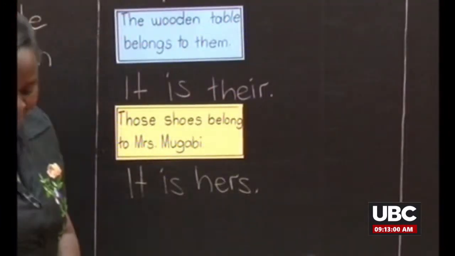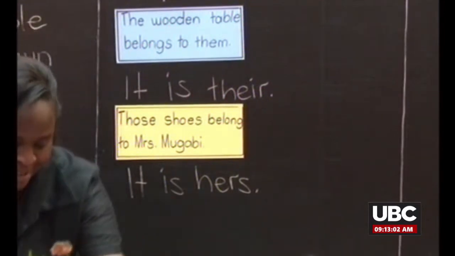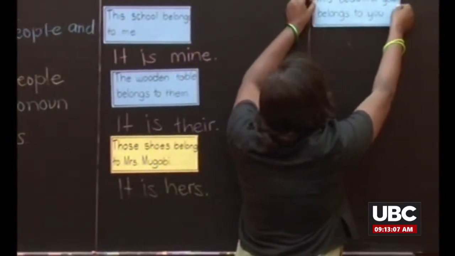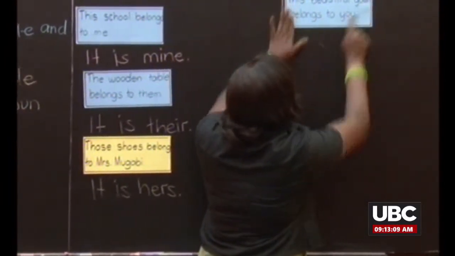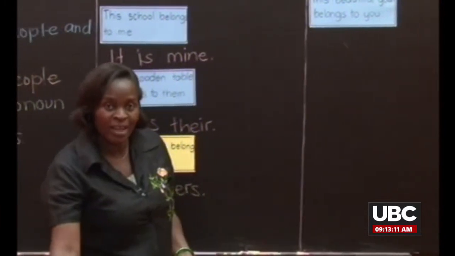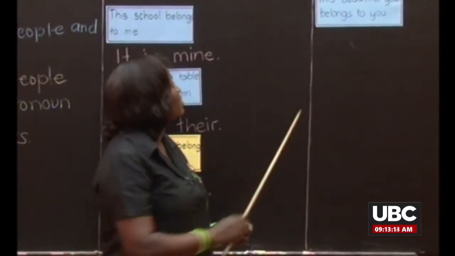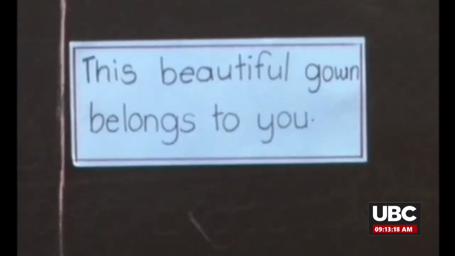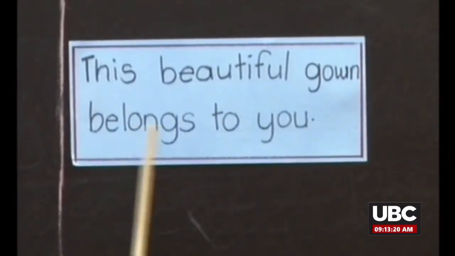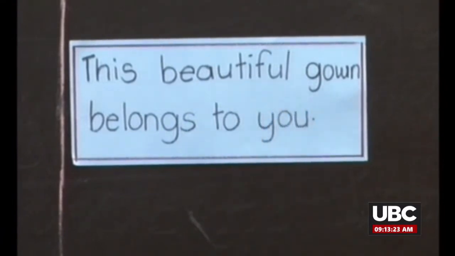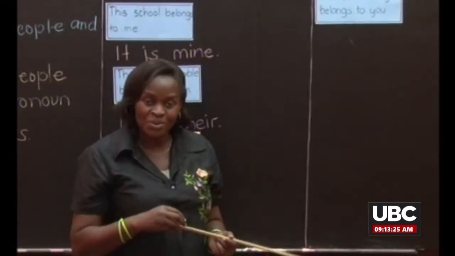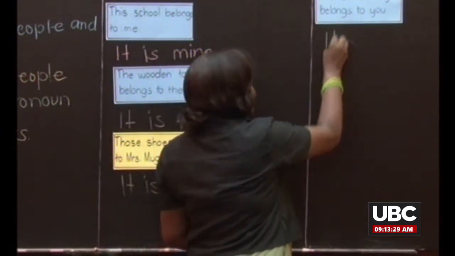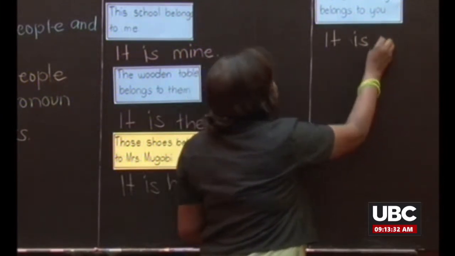Let's continue with our next words of the possessive pronoun. We are going to read a sentence together. We go. This beautiful gown belongs to you. So if it belongs to you, with our possessive case we say, it is yours.